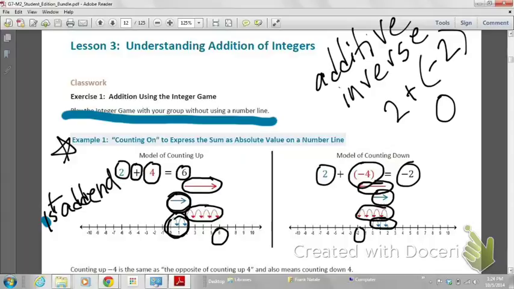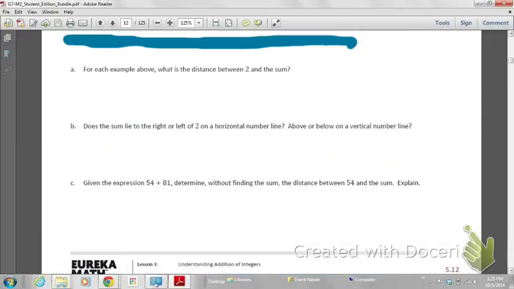So the point they're making here is, counting up negative 4 is the same as the opposite of counting up 4, and also means counting down 4. Okay, so this idea of counting up negative 4 is just the same thing as counting down. That sounds very confusing to me, but ignore that if that confuses you.